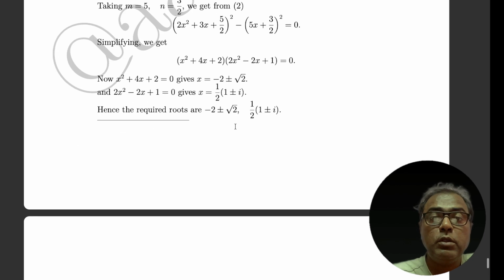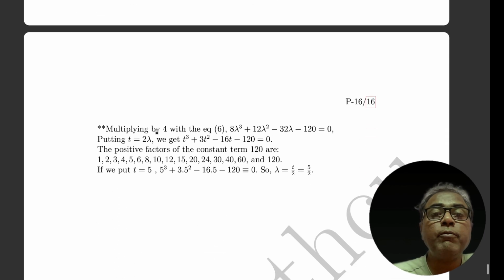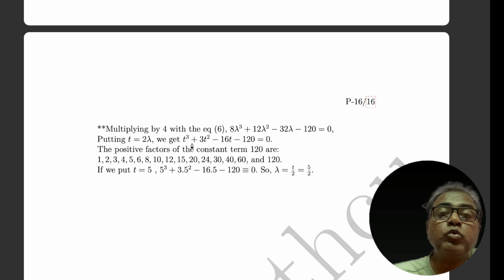equal to 0. So multiply this equation by 4. Actually, this 8 lambda cube we can write as 2 lambda whole cube, so we multiply here by 4. Actually, we want to put t equal to 2 lambda. After putting t equal to 2 lambda, we get from this equation t cube plus 3t square minus 16t minus 120 equal to 0.